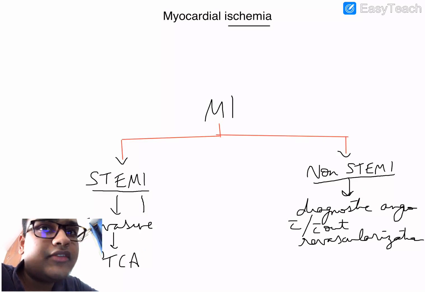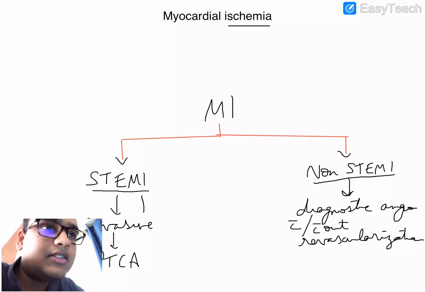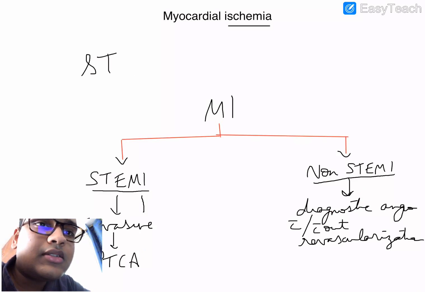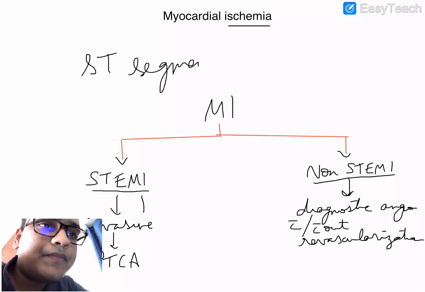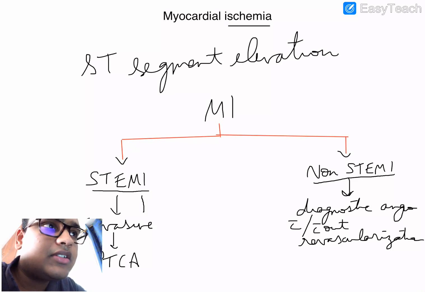So in myocardial infarction, the main ECG change which is seen is ST segment elevation. So the main thing which is seen is ST segment elevation.